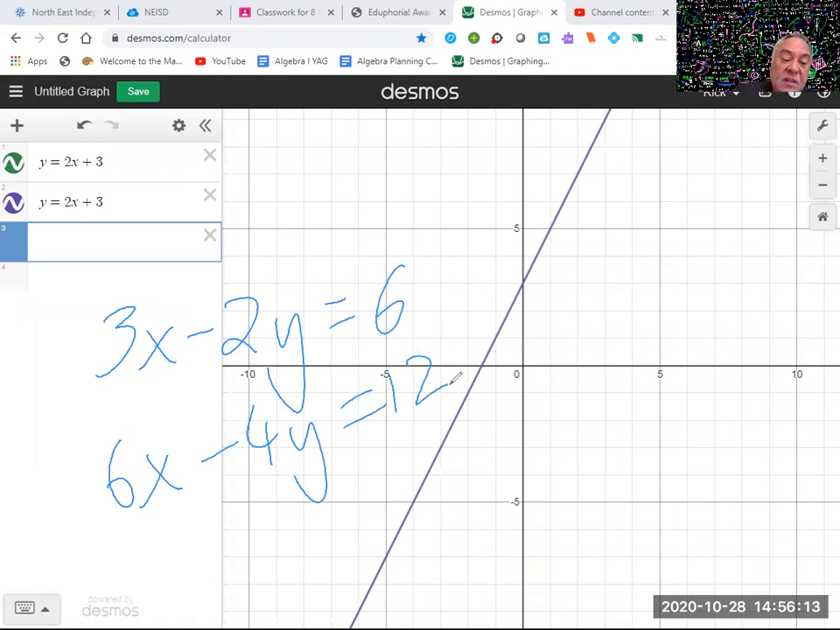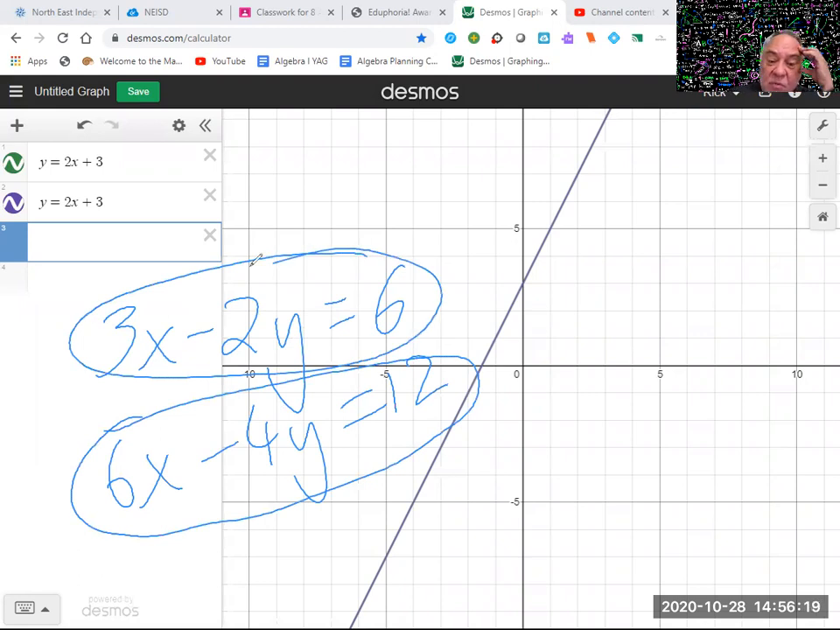Notice that this one is exactly double this one. And when you simplify it out and put it in slope-intercept form, it turns out that those are two lines that are the same. One line is right on top of the other. And you think, well, what's the solution? Well, no matter what point I pick, it's a solution.